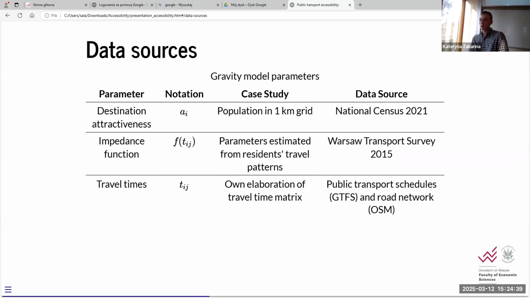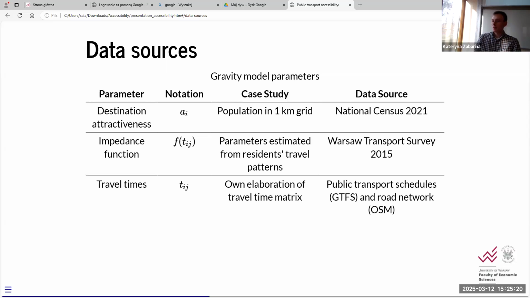Okay, so how did I acquire the data for my work? First of all, destination attractiveness. I chose the simplest model, in which attractiveness is simply population density, and we are in quite a good position that in 2021 there was a national census, and it showed the population density in a 1 kilometer grid.